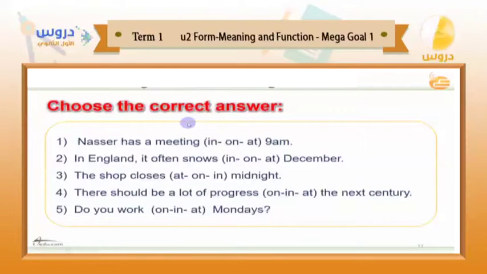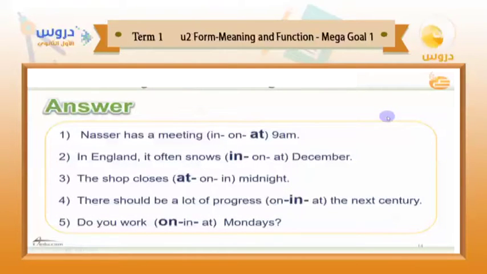All right, now it's time for evaluation. Choose the correct answer. Number 1, Nasser has a meeting in, on, at 9 a.m. Number 2, in England, it often snows in, on, at December. And number 3, the shop closes at, on, in midnight. And number 4, there should be a lot of progress on, in, at the next century. And the final sentence, do you work on, in, at Mondays? Okay, keep in mind the previous slide and how to use in, on, at. So in order to get the right meanings and the right answers as well.